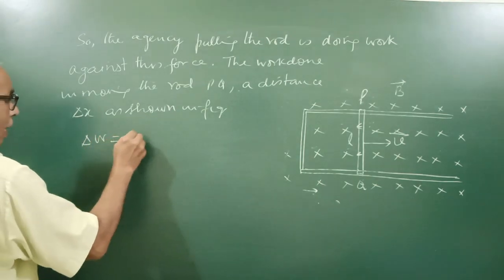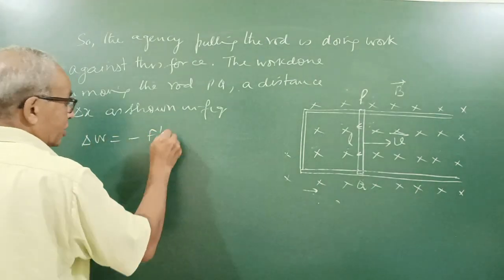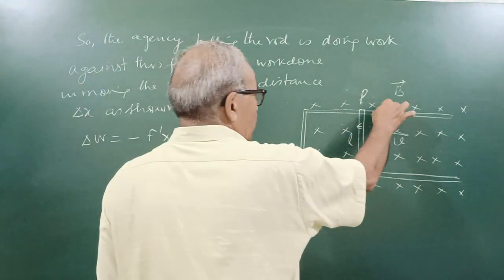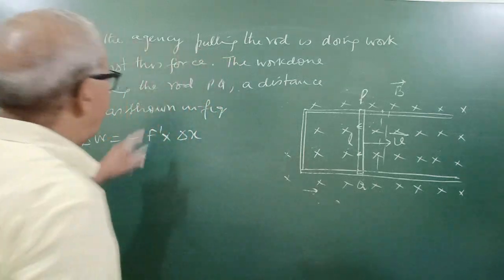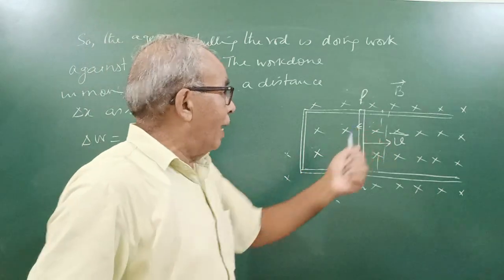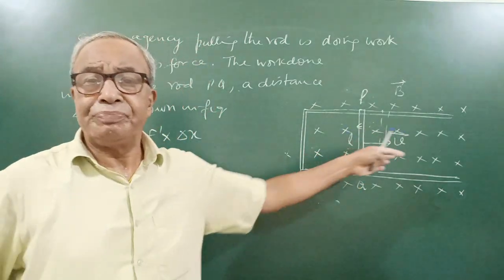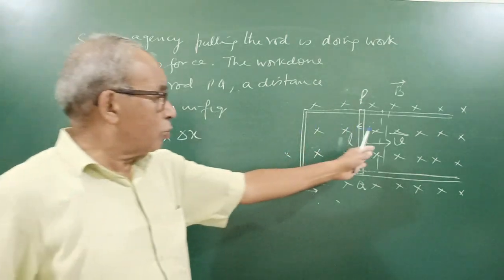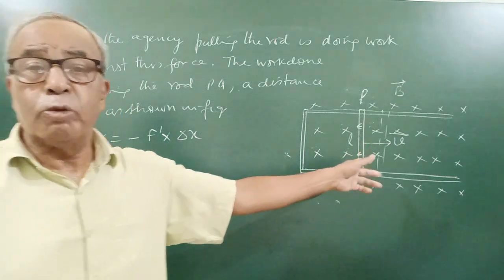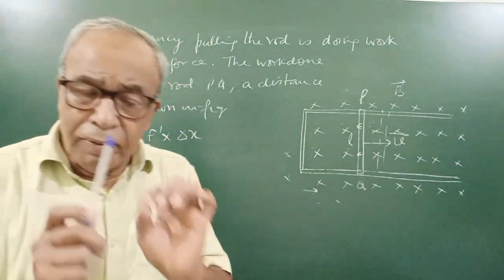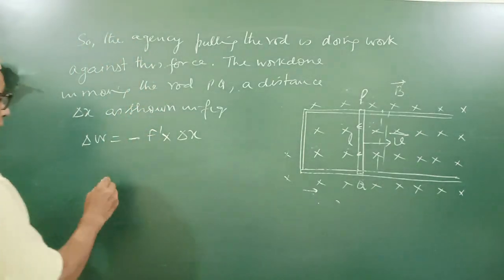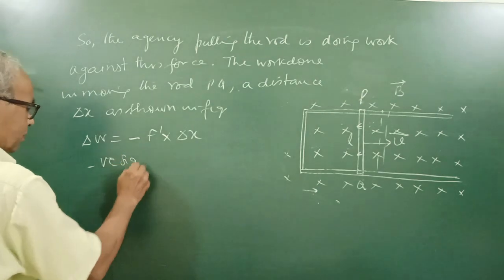Delta W is equal to minus F dash into delta x. Delta x is the distance moved in this direction here. F dash is the force which every electron applies on rod PQ in the direction opposite to velocity v. A little difficult to understand but easy; you can understand better. The minus sign here indicates a negative sign.